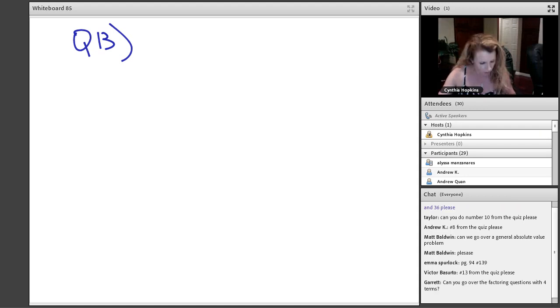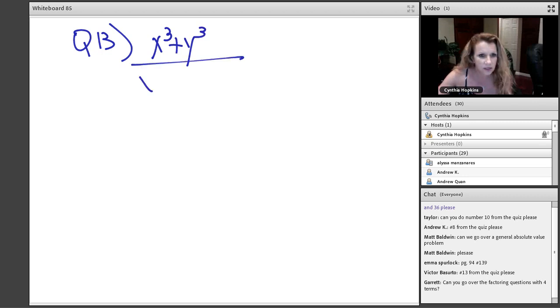Okay, let's see, 13 is still on this page. Alrighty, we have x cubed plus y cubed. I recognize a sum of two cubes. Denominator, x squared minus y squared. I see a difference of two squares.